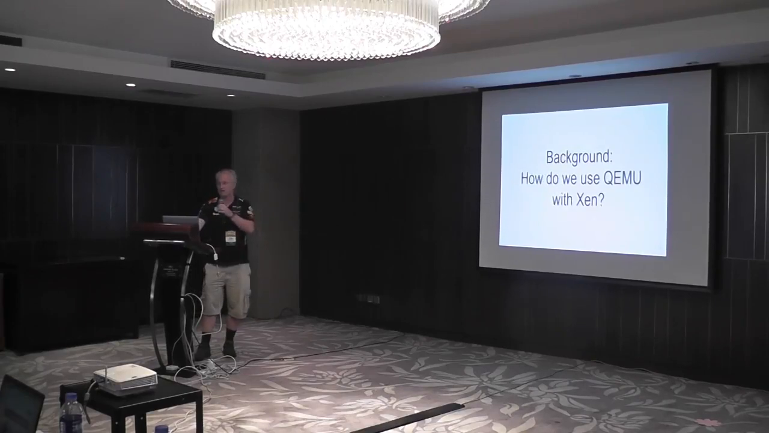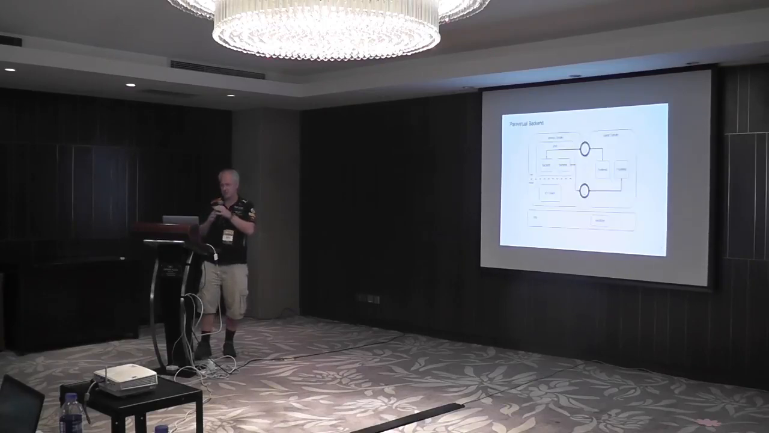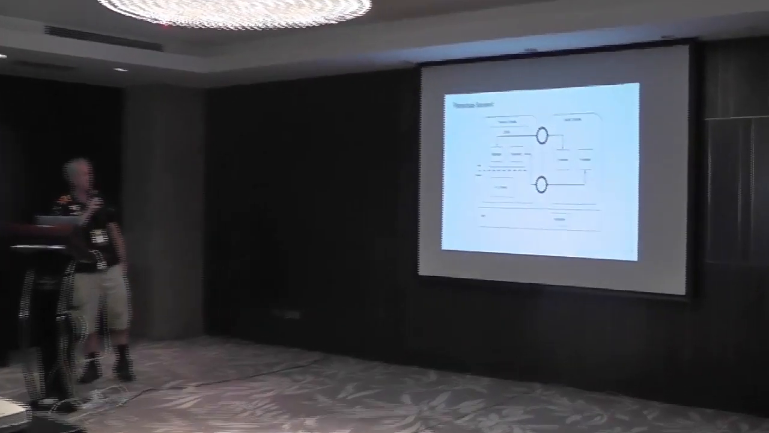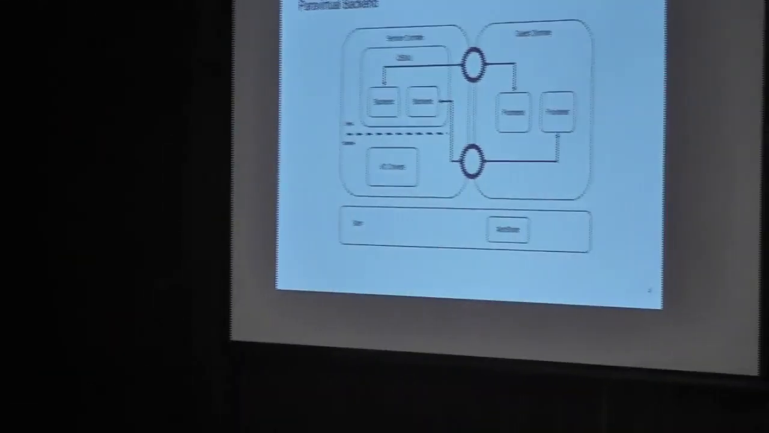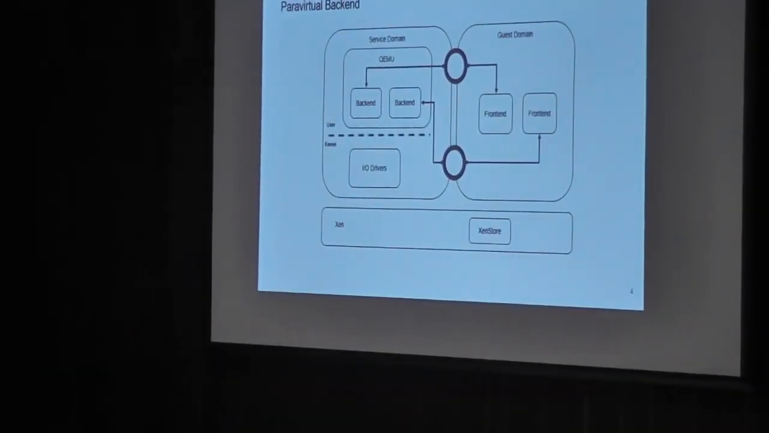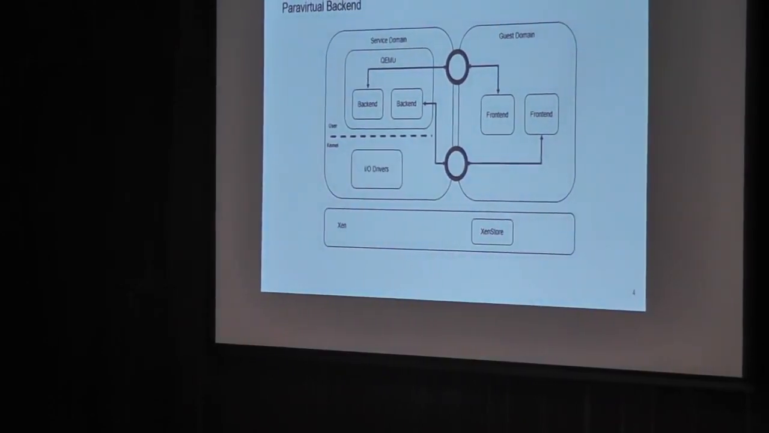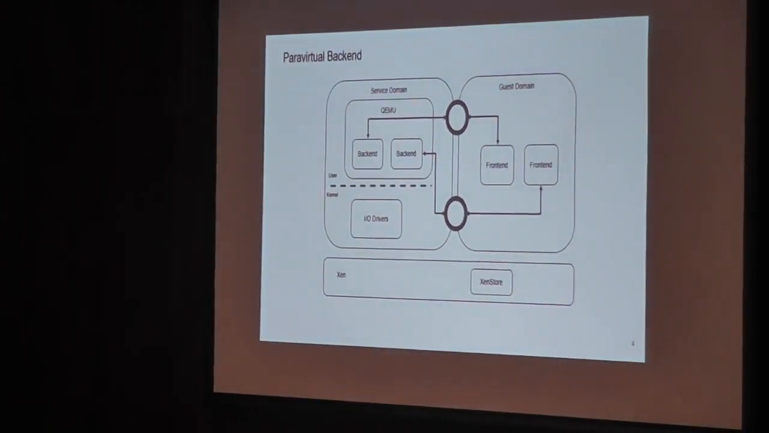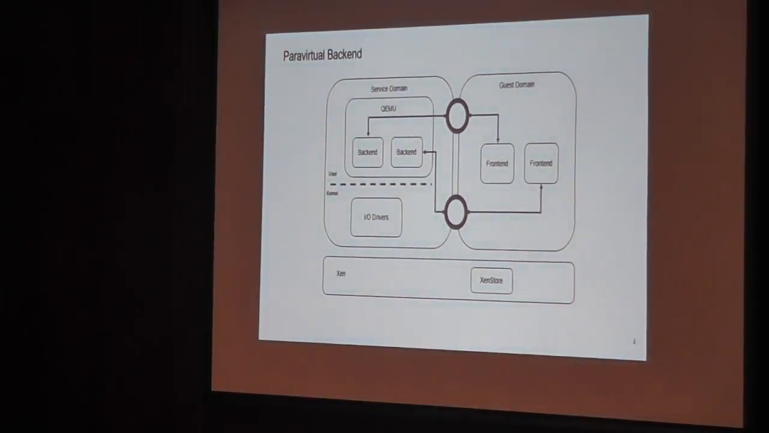So just a bit of background first for those who don't know, there's a couple of different ways we use QEMU with Xen. First of those is to supply paravirtual backends for frontends in our guests. So there are actually paravirtual backends for various protocols in QEMU: network, storage, frame buffer, keyboard and mouse, etc. So that's one of the roles that QEMU plays.